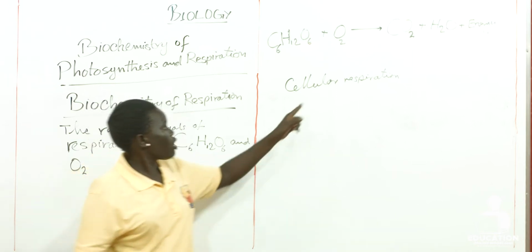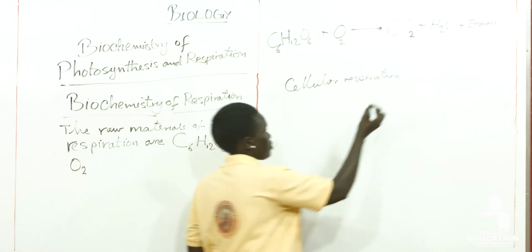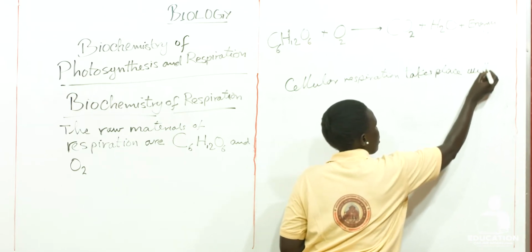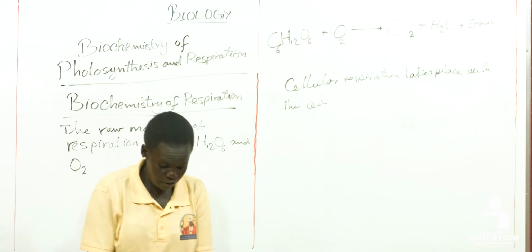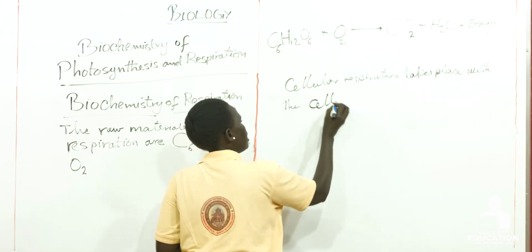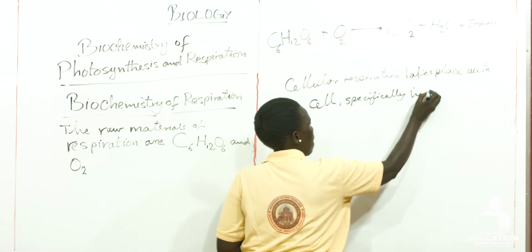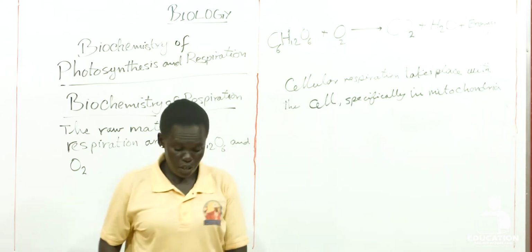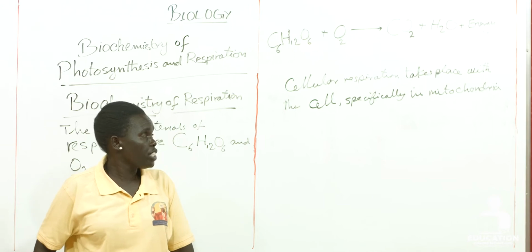And we know very well that cellular respiration takes place within the cell. Within the cell, specifically where? In the mitochondria. And mitochondria, or mitochondrion, is one of the structures of the cell where the cellular respiration takes place.